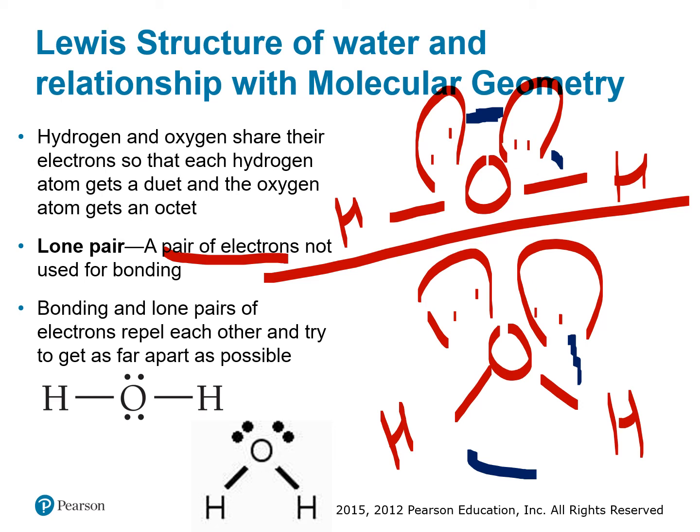We still start by drawing the Lewis dot structure and then determine what bond angle we're going to get, and that helps us to determine the molecular geometry. So in the next slide I have shown you a demo to explain the geometry a little better. Hope you like it.